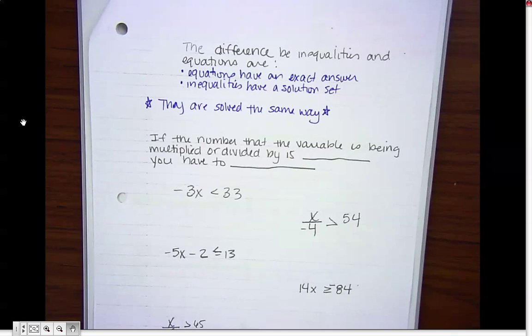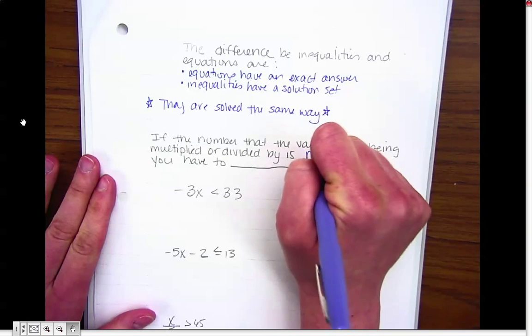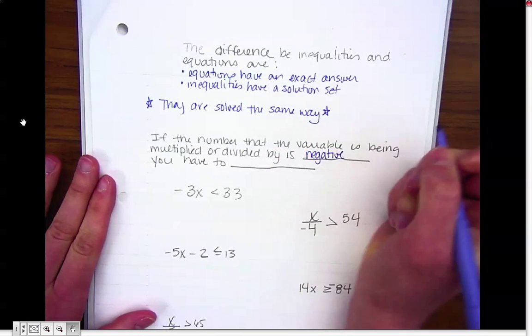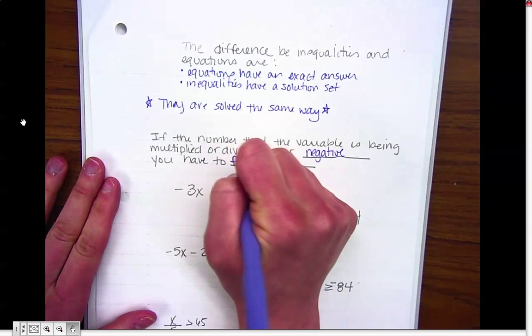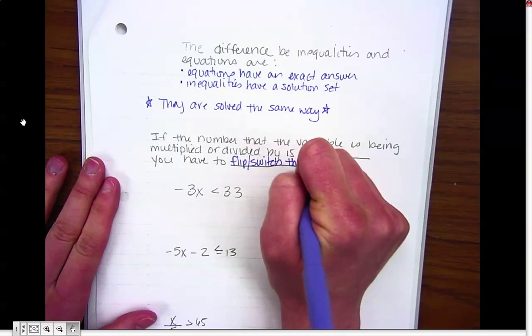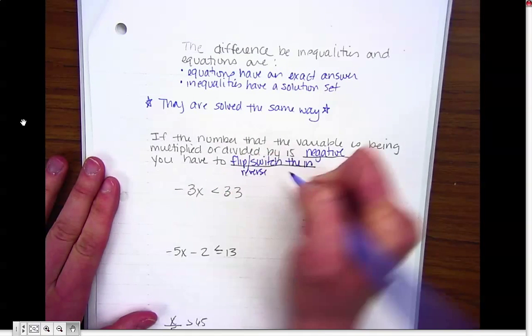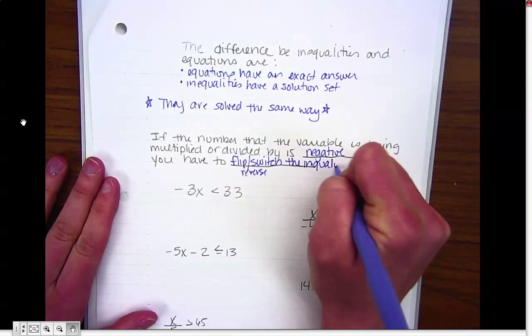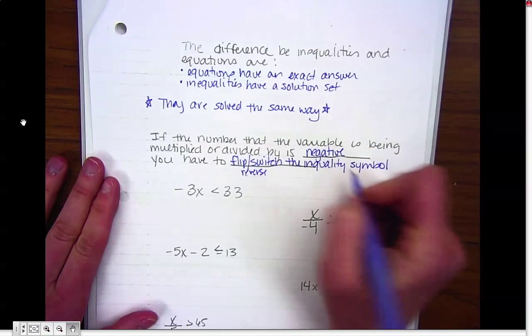So here is your new thing that you need to memorize. If the number that the variable is being multiplied or divided by is negative, you have to flip or switch, whatever word you want to use, the inequality symbol. Or reverse is another word you could use. For the answer.